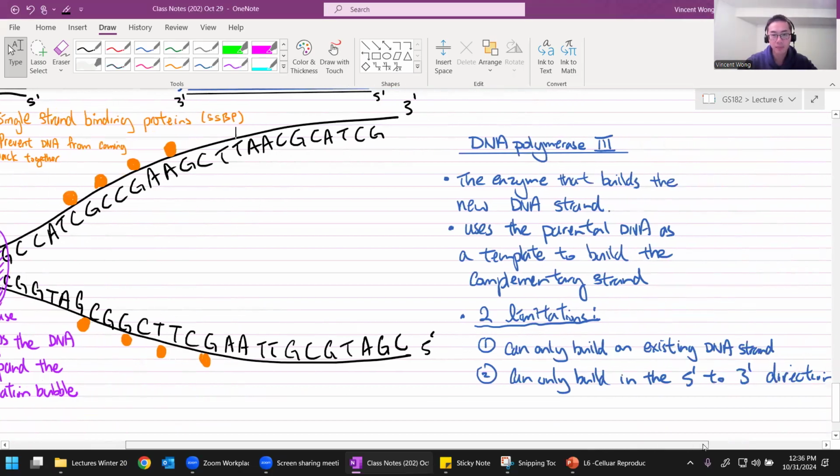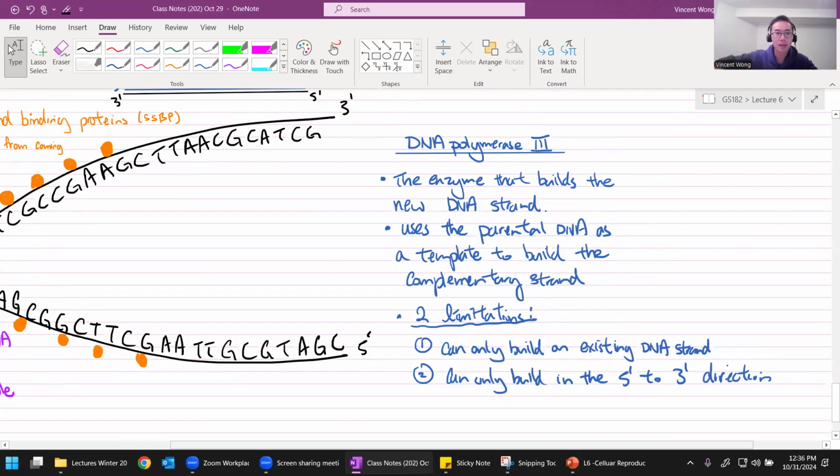In terms of the enzyme that actually builds the complementary strand, that would be the function of DNA polymerase 3. Okay. But there are two limitations when it comes to how DNA polymerase 3 works. Number one, it can only build on an existing DNA strand. It's not going to be able to start the process on its own. Something has to come along and do a base pairing first, and then it can continue to work.